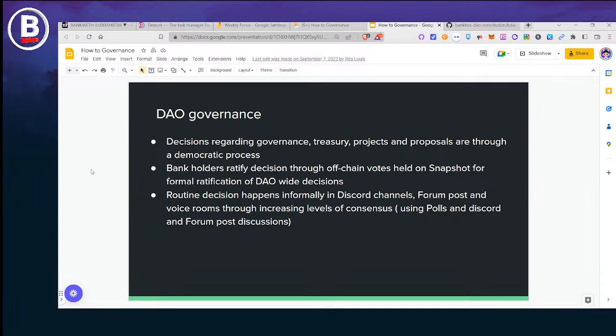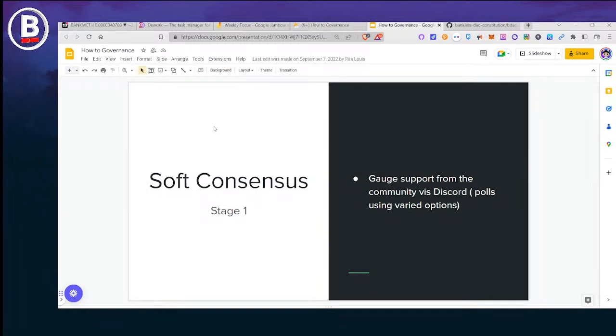Routine decision-making happens informally in the Discord channels, generally through Seshbot polls, and even in the forums when decisions or information require a level of consensus that involves a lot of BanklessDAO members or DAO members from different groups. Essentially, we have soft consensus. A lot of times these are called temp checks, but essentially soft consensus gauges support from the community via Discord polls or general posts in our forums. Oftentimes, the soft consensus temp checks will be used to better develop proposals or initiatives or interest in projects before a more formal proposal and consensus is needed, usually for funding.